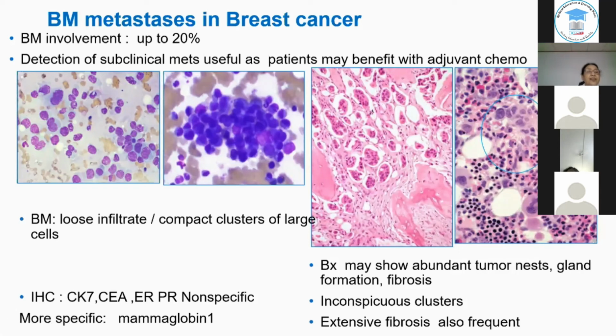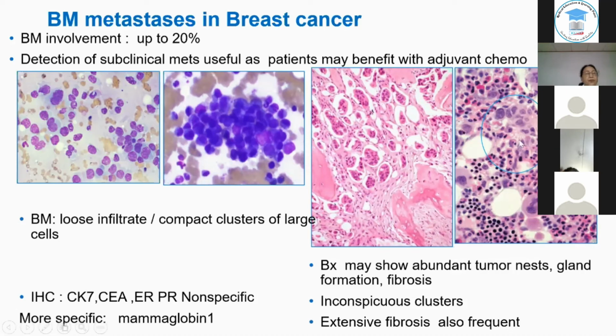In these loose infiltrates, you can see marked pleomorphism in the first picture, with some small cells and some very large cells with prominent nuclei here. I'm sorry, I can't use a pointer here. Here it is, the pointer. These large cells with prominent nuclei. There may be abundant tumor nests with gland formation and fibrosis, while you may see only some inconspicuous cells.